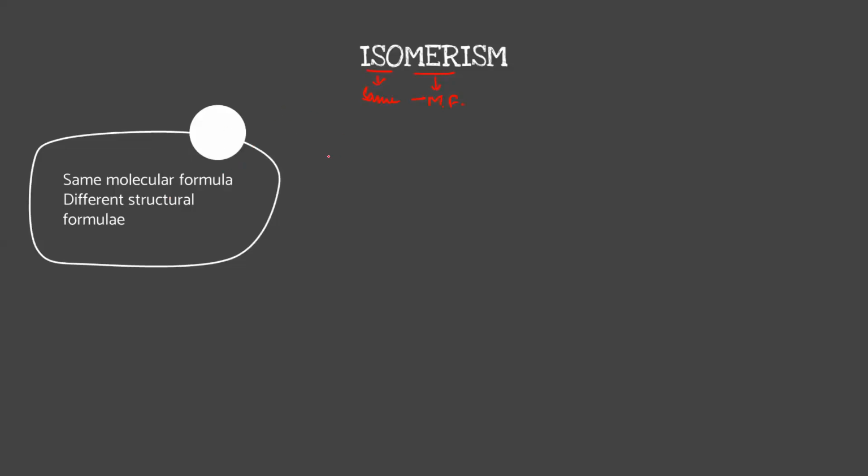So, there are different compounds. They might have the same number of atoms, but their arrangement, their connectivity might be different. So such kind of compounds are called isomers. They have same molecular formula but different structural formula.